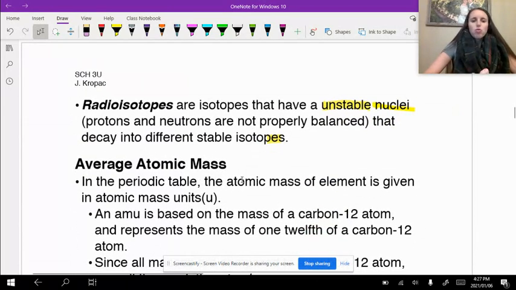Let's talk a little bit about radioisotopes now, and the term radioisotopes. You might have heard of this before.